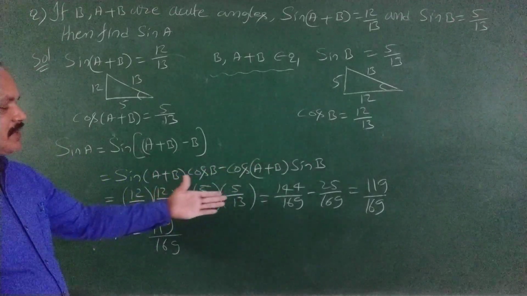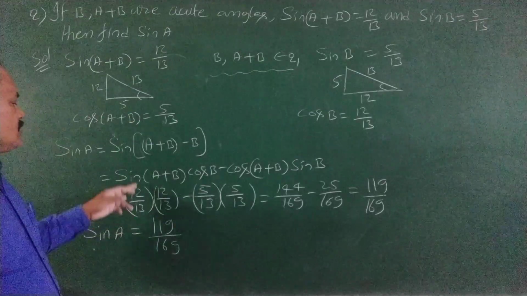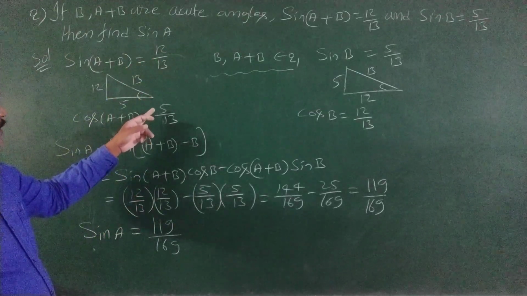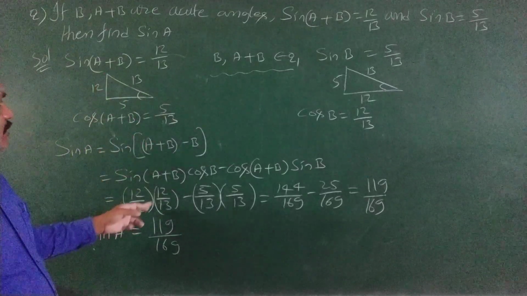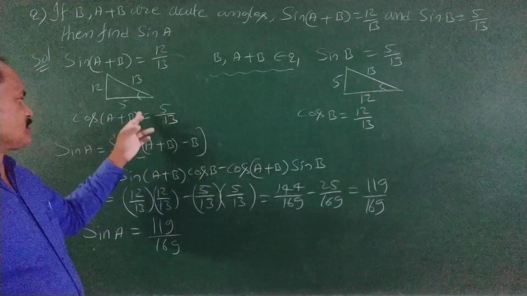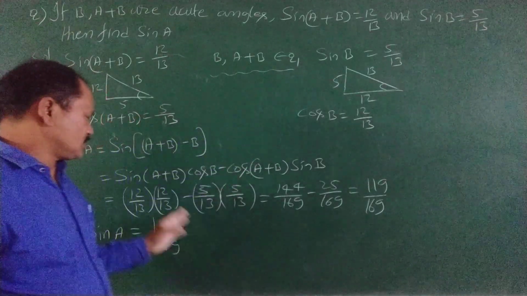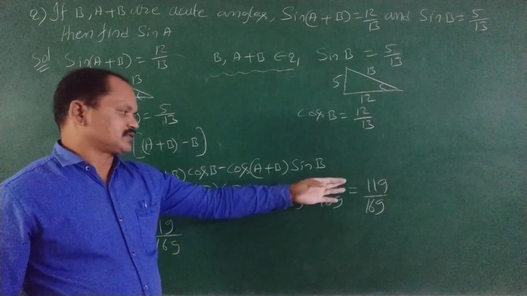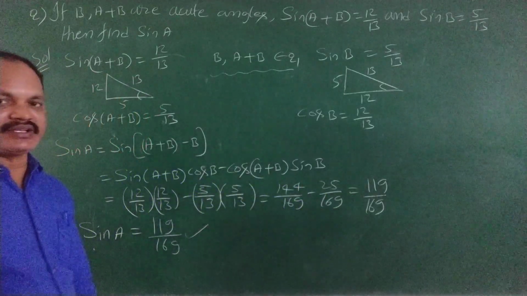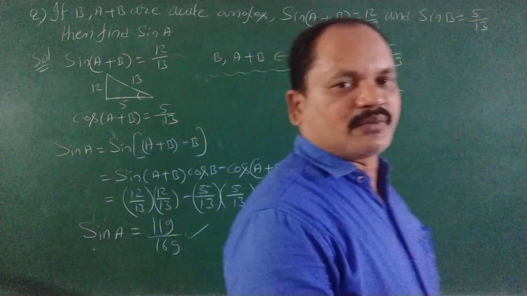Now we have to substitute the respective values. Sin(A+B) is 12 by 13, cos B is 12 by 13, cos(A+B) is 5 by 13, sin B is 5 by 13. After simplification, 144 minus 25, 119 by 169. That's why the value of sin A is 119 by 169.